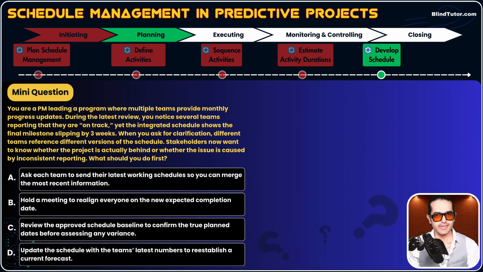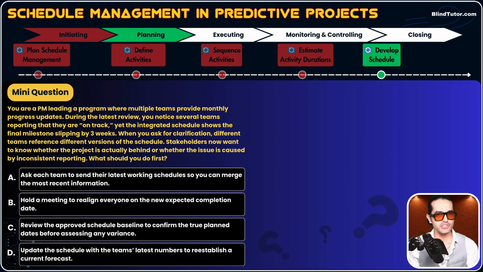When you ask for clarification, different teams reference different versions of the schedule. Stakeholders now want to know whether the project is actually behind or whether the issue is caused by inconsistent reporting. What should you do first?